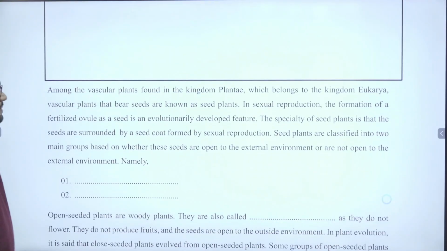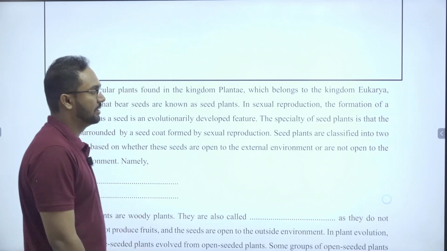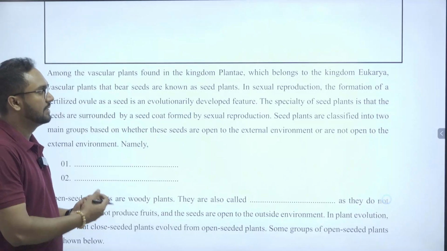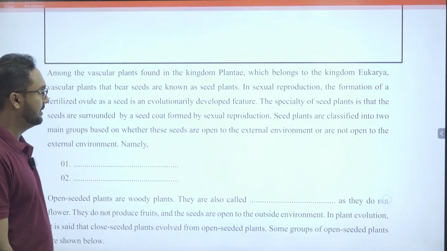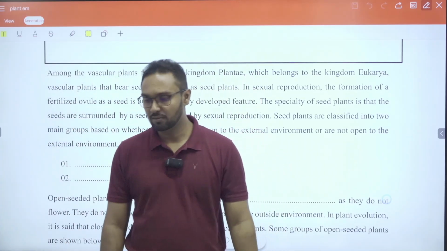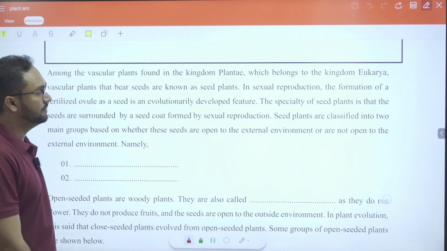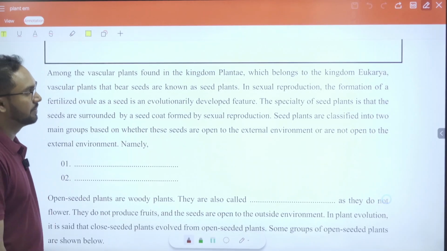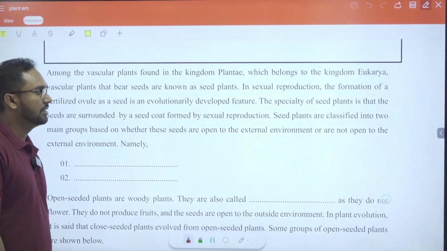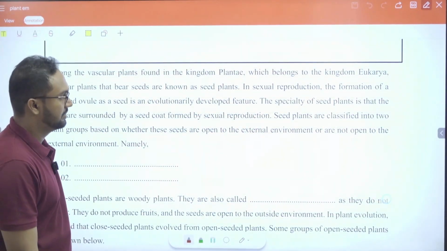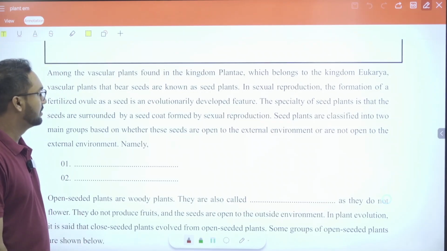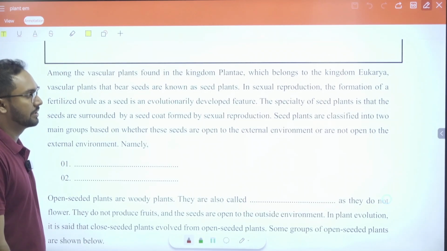among the vascular plants found in the kingdom Plantae, which belongs to the domain Eukarya, vascular plants that bear seeds are known as seed plants, right? So if there are seeds in the propagation of the plants, that is called a seed plant. In sexual reproduction, the formation of a fertilized ovule as a seed is an evolutionarily developed feature. The speciality of seed plants is that the seeds are surrounded by a seed coat formed by sexual reproduction.